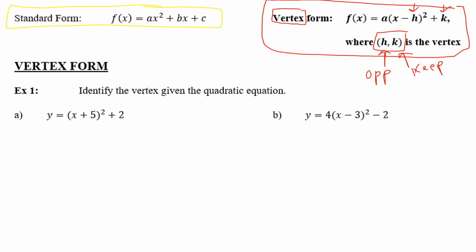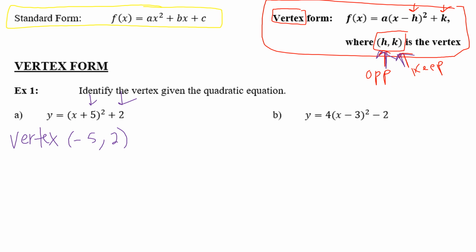Example 1 says identify the vertex given the quadratic equation. So A is given in vertex form. So we're going to write down the vertex. Inside the parentheses, again, we're going to find h, and we're going to take the opposite. So in this case, h is positive 5, so the opposite would be negative 5. k is located outside. Keep k. So k is positive 2. It stays positive 2. Right.